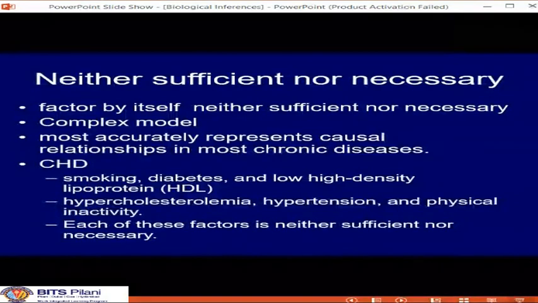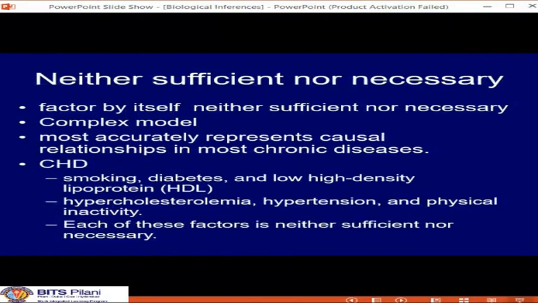So this is the last criteria, what I showed you in the previous picture: neither sufficient nor necessary. No single factor is sufficient by itself to cause cancer, and no single factor is necessary by itself to cause cancer or some other disease. It is a complex model, but it most accurately reflects most disease causations, at least of non-communicable diseases: hypertension, diabetes, ischemic heart disease, cancer. So it's important that we spend some time to look at this.